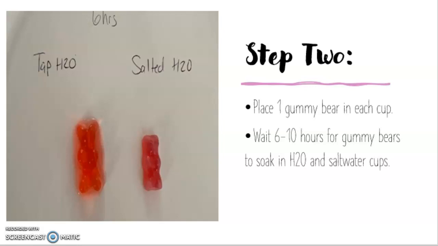My prediction for this experiment was that the water would end up entering the gummy bear that was in the simple tap water solution due to its hypotonicity, and that would cause the water to also leave the gummy bear that's in the salt water solution because of its hypertonicity. So again, the gummy bear in the regular water would swell and get really large, and the gummy bear placed in the high salt concentration water would decrease or stay the same in size.